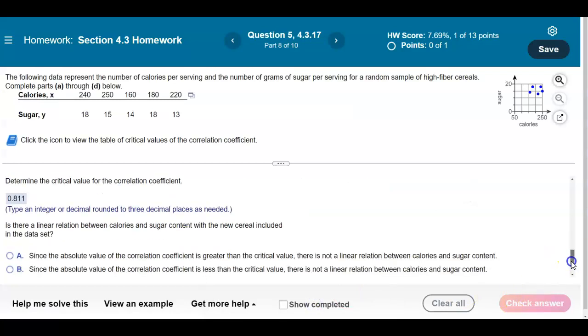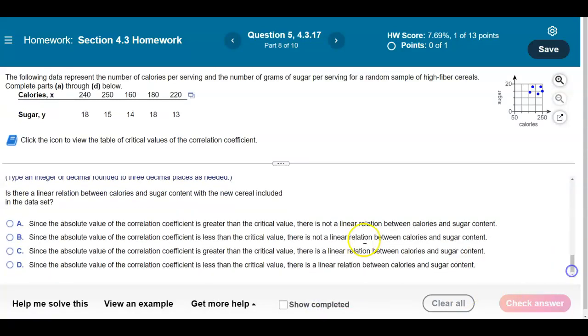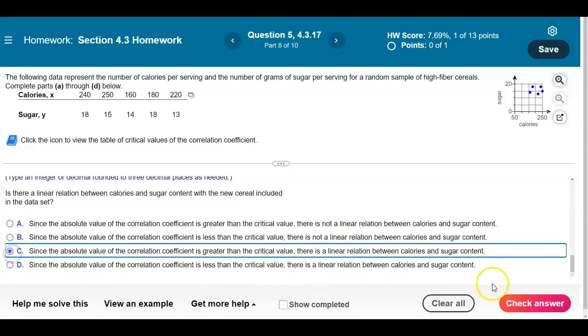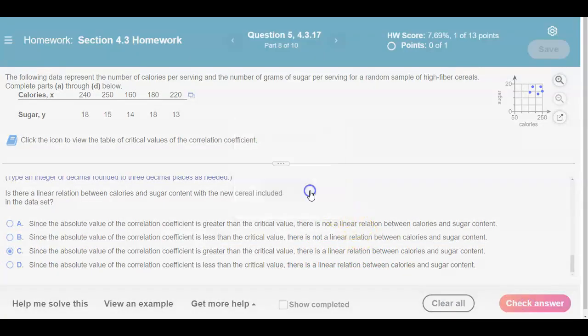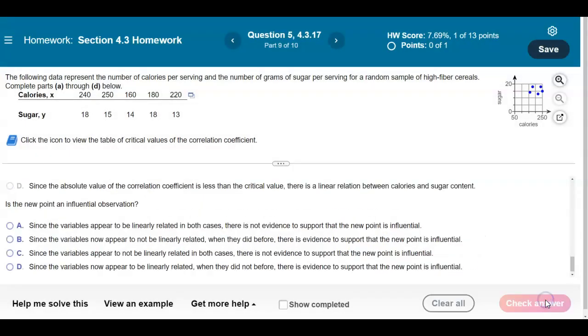So, answering this question, since the absolute value of the linear correlation is greater than the critical value, there is not. That's not true. There is. So we're going to look for where it says it's greater than the critical value, and there is a linear relation between the calories. So we're going to select C, and there is our result.